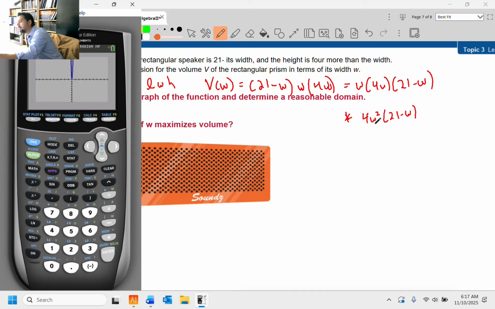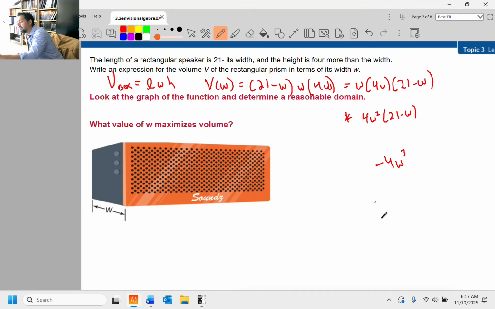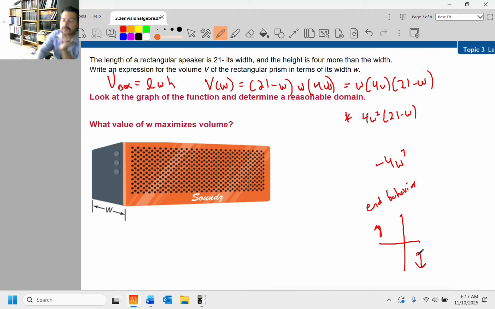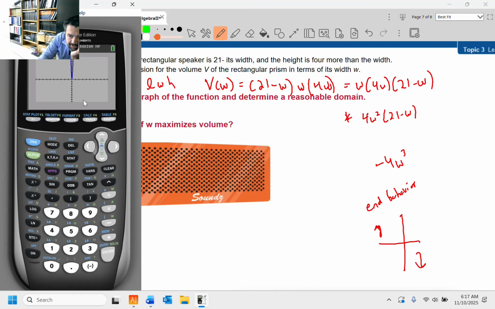If you did w times w and the negative, you'd have negative 4w cubed. From end behavior, I expect this thing to start high and end low. That's what I expect to happen, okay? And you're going to have to play with the window quite a bit to see this graph. Like that's all you see, you see it come in from up high and then shoot up. And the box is quite large. And I only know this from doing this example earlier.